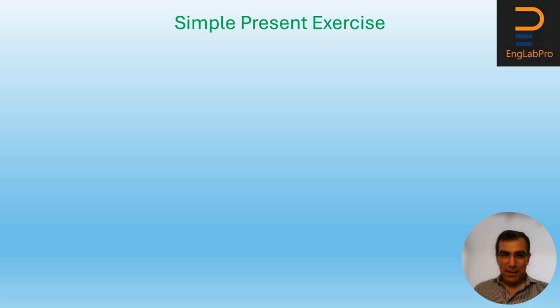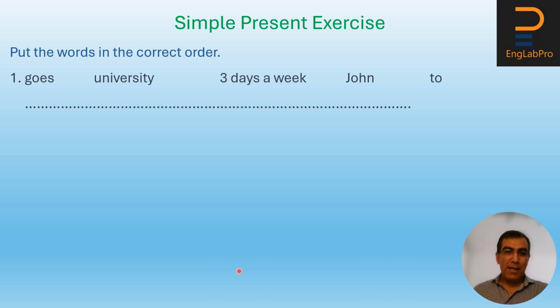Let's do an exercise together. There are some words here that are not in the right order. Put them in the correct arrangement and make full sentences. Let's look at the first one. Goes, university, 3 days a week, John, and 2. Remember that. Pause the video right now. Try to answer it yourself. Try to put them in the right order. And then, again, play the video and see if your answer is correct.